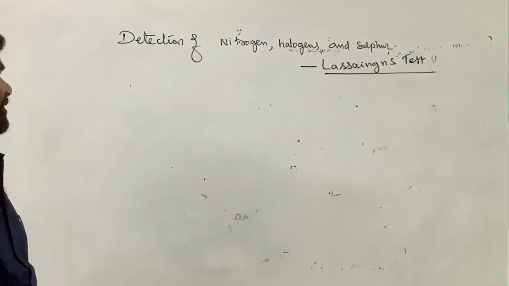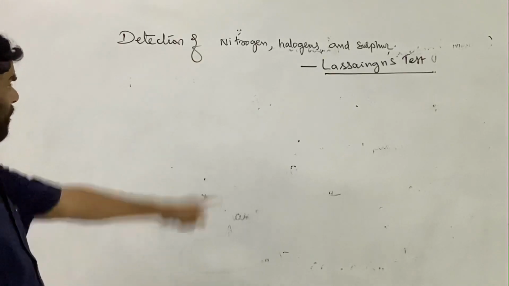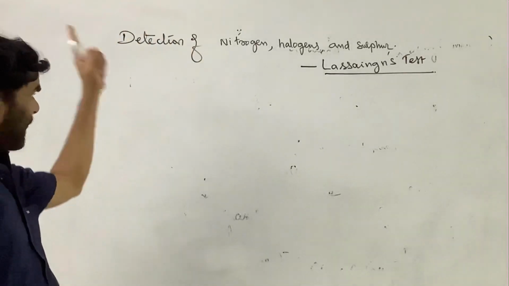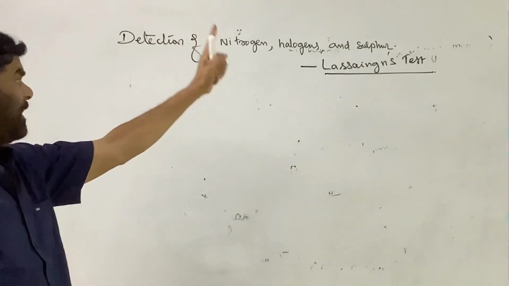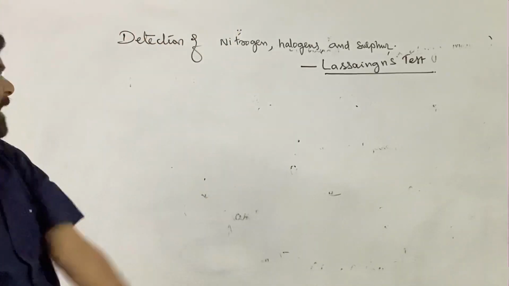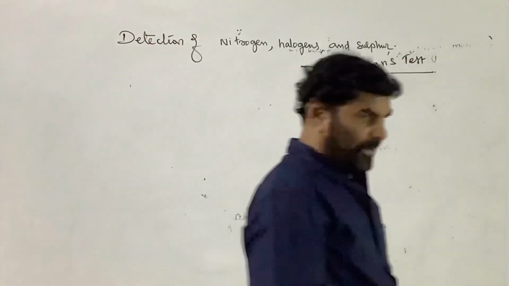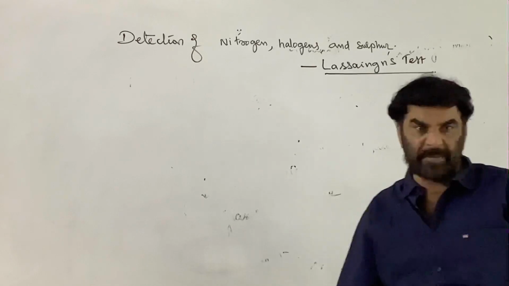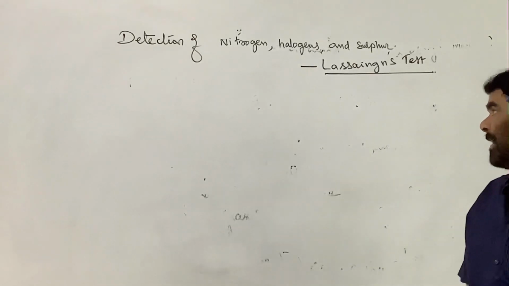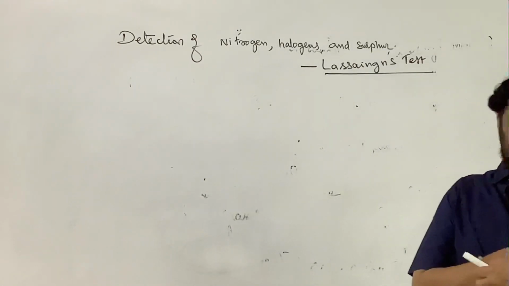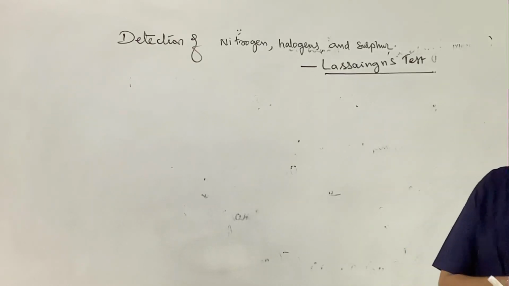Lassaigne's test. By using the Lassaigne test, you can identify the nitrogen, the halogens, and the sulfur. Three elements can be identified by using this test. But it is not the direct test, it is the indirect test.